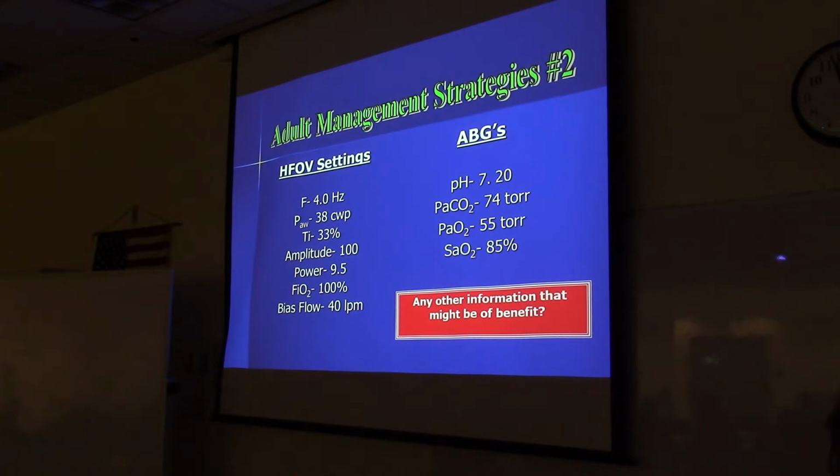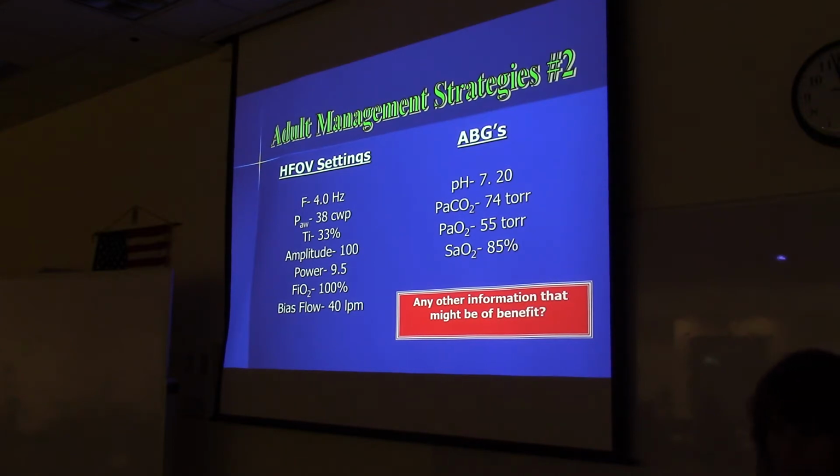So here's another adult on settings, and got high CO2, low O2. Amplitude's at 100. Is there any information other than what's given here that might be of benefit? Chest x-ray? Chest x-ray. Very good.